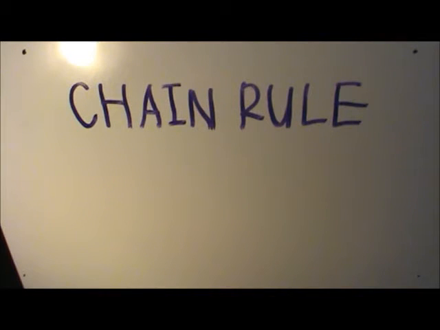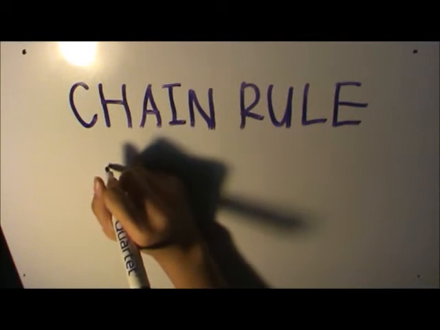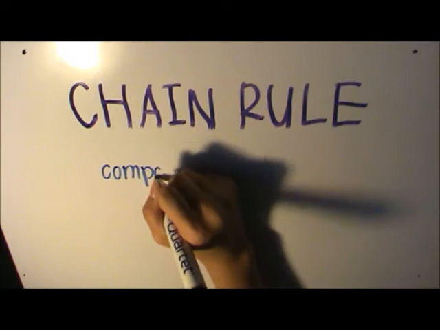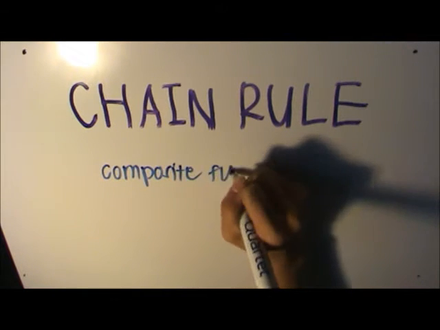This is Vivian and Alicia, and today we will be talking about a very fundamental concept of calculus called the chain rule. What is the chain rule? The chain rule is the derivative rule used for taking the derivative of composite functions.